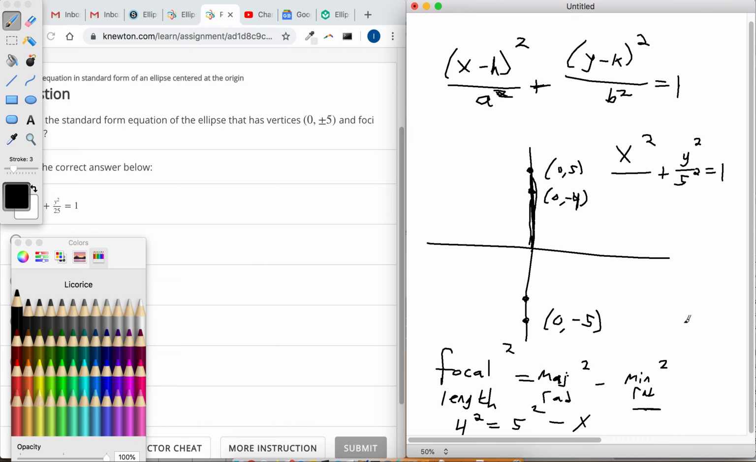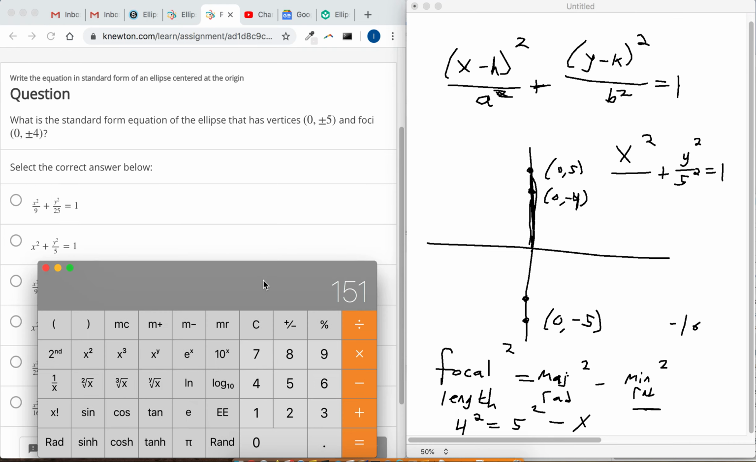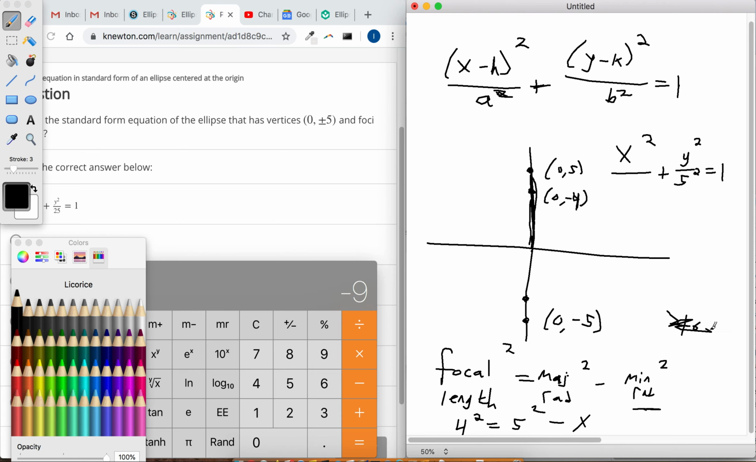Wait, let me redo that. I think I got that wrong. 4 squared is 16 minus 25. So we get -9. I knew it was going to be perfect. So we got -9 equals negative x squared. Sorry. So in other words, x equals 3. Now we know the distance from the minor axis to the origin is 3.